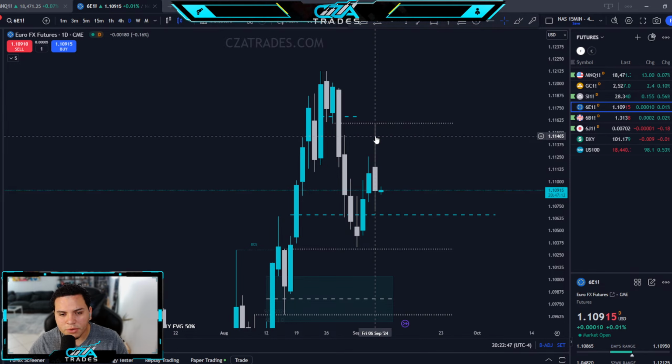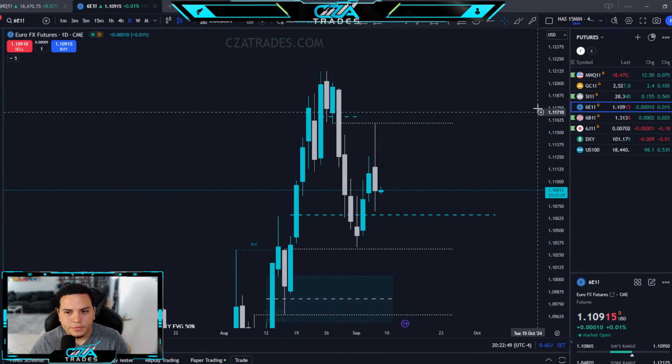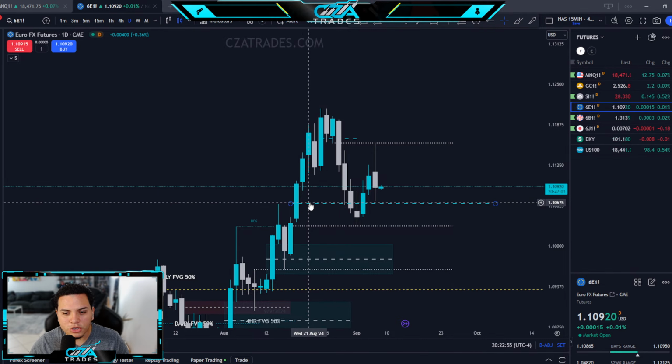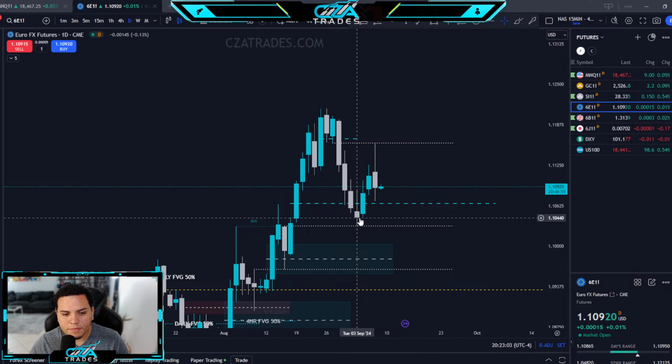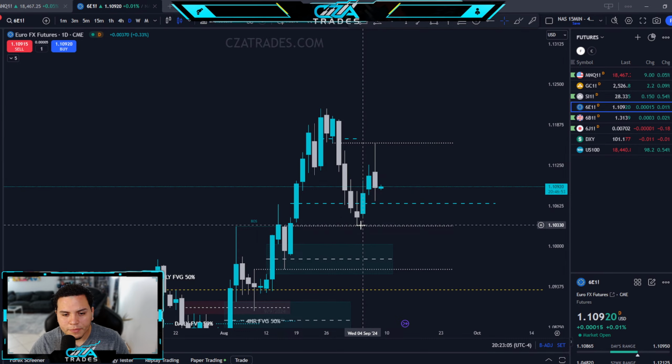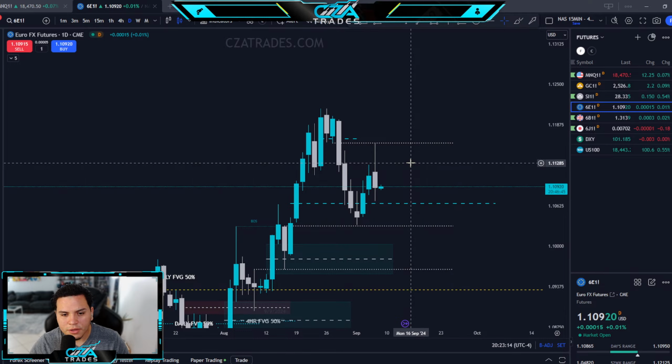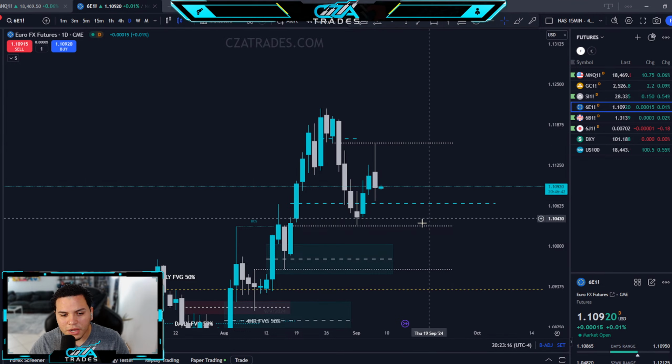Friday the 6th September, this past Friday. And you can see over here, we respected this bullish fair value gap here, which is at 1.10660. Swept liquidity, came back up. Continuation to the upside. This is on the daily.